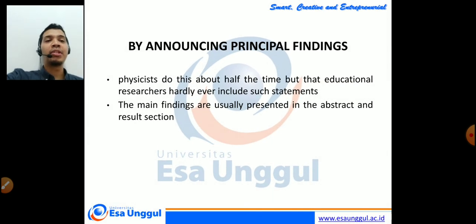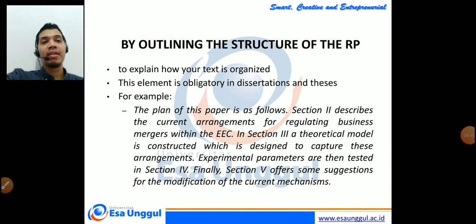By announcing principal findings, the main findings are usually presented in the abstract and results section. By outlining the structure of the research paper, you explain how your paper is organized. This element is obligatory in a dissertation and thesis.